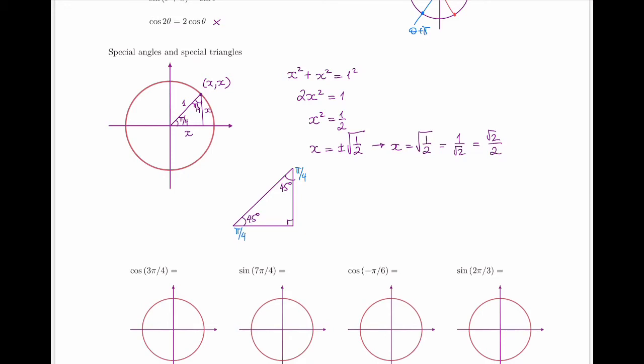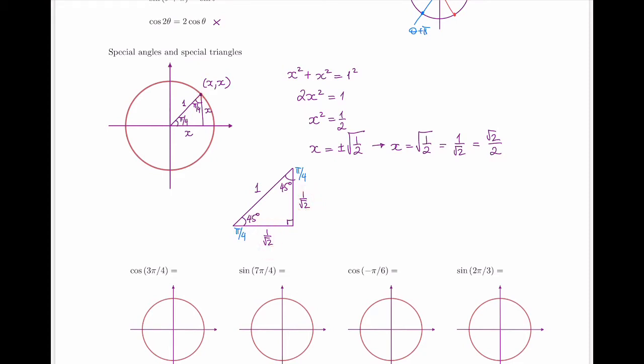If the length of the hypotenuse is 1, as it was the radius of the unit circle, then the lengths of the sides are 1 over root 2 and 1 over root 2. So the x and the y coordinate of the point corresponding to this angle on the circle is the same, which means that the sine and cosine values are also the same.